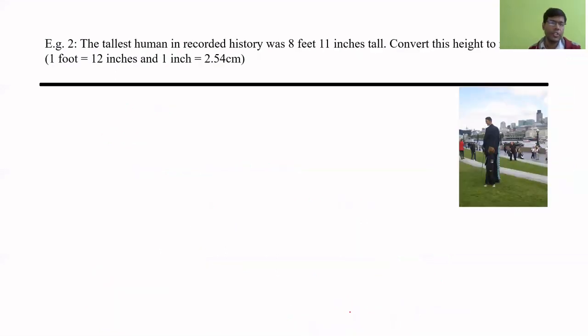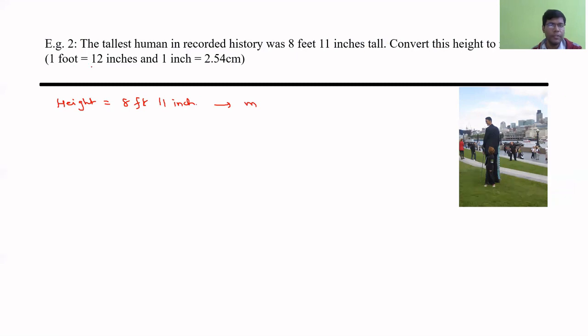So now let's do this question. It says the tallest human in recorded history was 8 feet 11 inch tall. Convert this height to meters. Okay, so the height of the tallest person he has given: height is equal to 8 feet 11 inch. So convert this height to meters. So this we have to convert into meters.